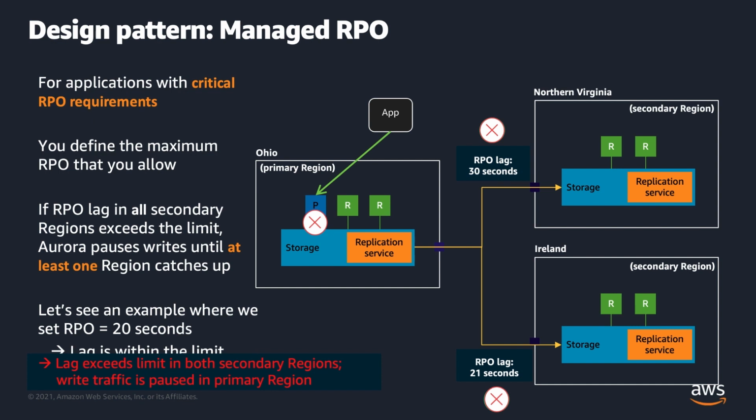Now, as we move further forward in time, both the secondary regions, Northern Virginia and Ireland, see a lag which has exceeded the limit that we set of 20 seconds in both these regions. Now, in this case, what will happen is Aurora will pause the write traffic in the primary region, until at least one of the secondary regions has an RPO lag of less than the limit that we set. So in this case, Ireland is back after a point in time to 15 seconds, which is less than 20 seconds, and hence the writes have resumed in the Ohio region.